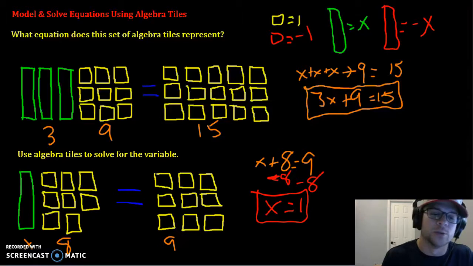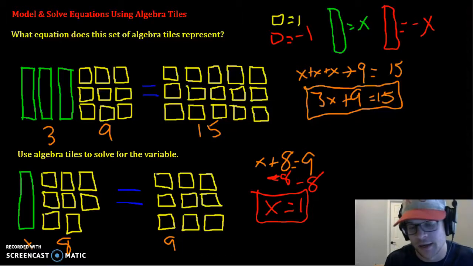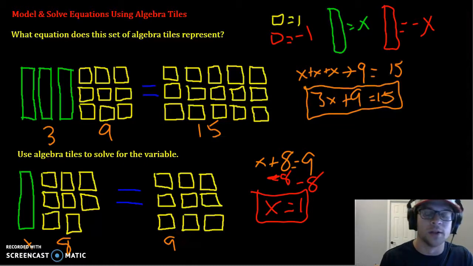Now you can use the actual algebra tiles to take these and flip them and move them over to the other side, and you can cancel out the red one with the yellow one. They cancel each other out. Red one with the yellow one again, until you're just left with the one single variable x on your algebra tiles.